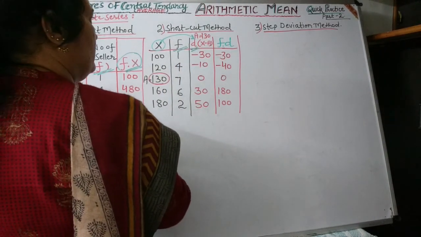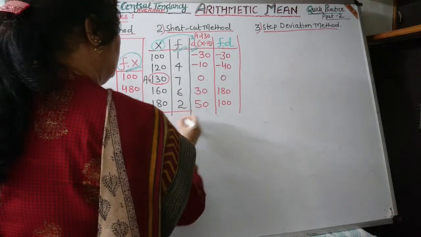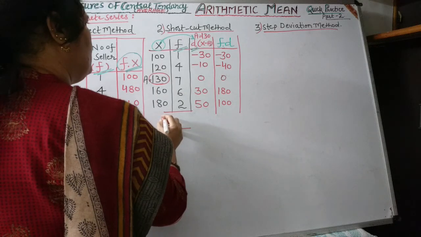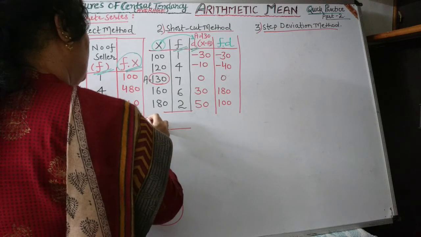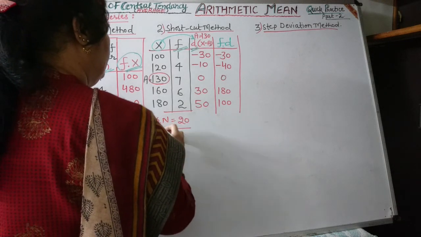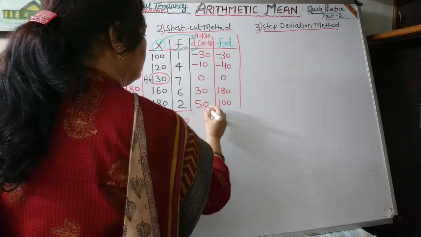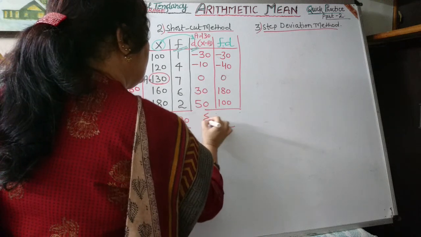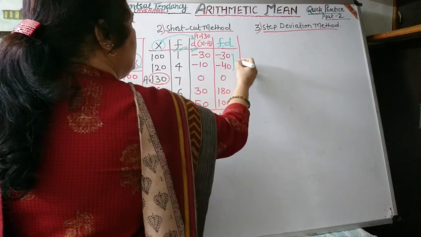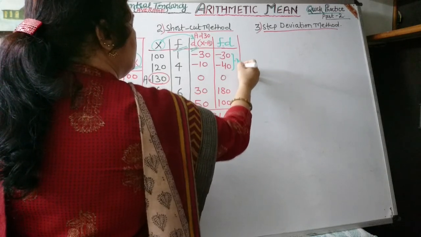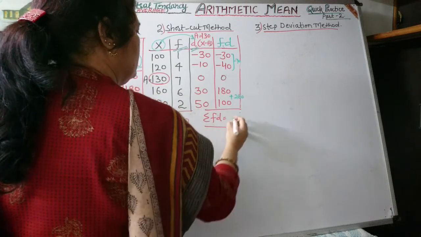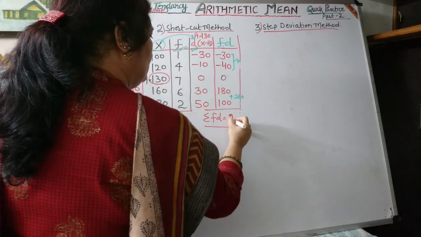And now let us sum up all the values of f. Sigma f or n is equal to 20 and sigma fd is equal to, negative values are minus 70 and positive values are 280, so the answer will be 210.